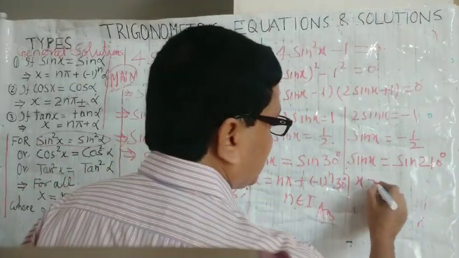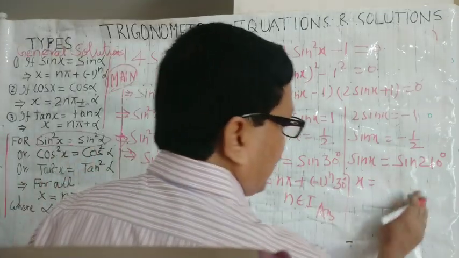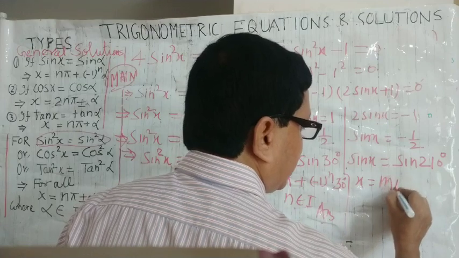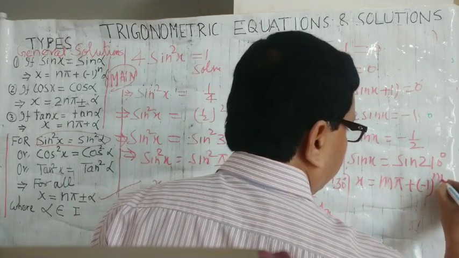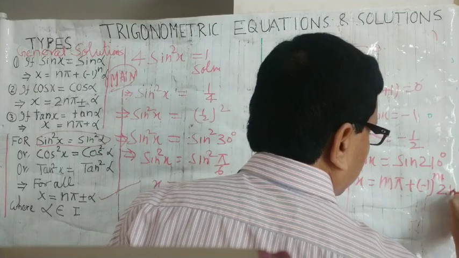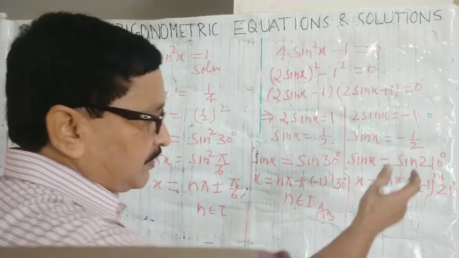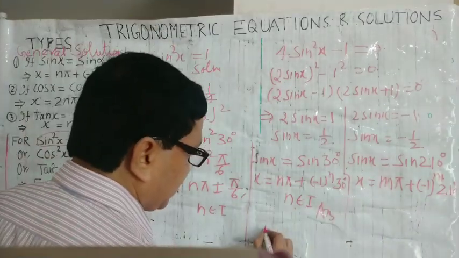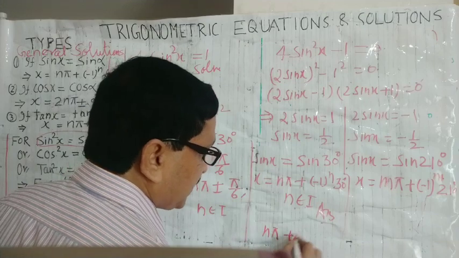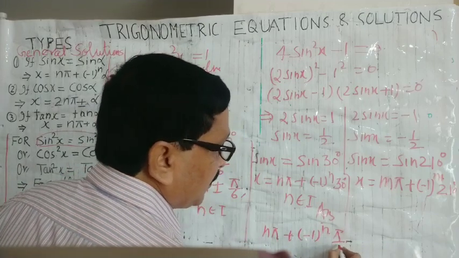So x is equal to n pi, same formula. This time n has been used, so now write m pi plus minus 1 to the power m into 210 degree. You can convert this 210 to radian. So the final answer will be n pi plus minus 1 to the power n into pi by 6.